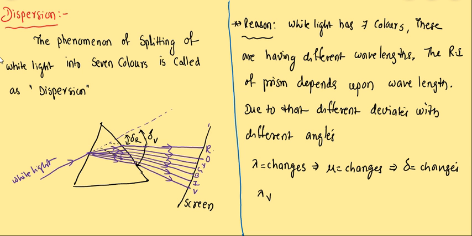Lambda of violet color is less than the lambda of red color. That's why the refractive index of violet color is more than the refractive index of red color. And that's why the deviation angle of the violet color is more than the deviation angle of red color. Okay, right. This is about dispersion.